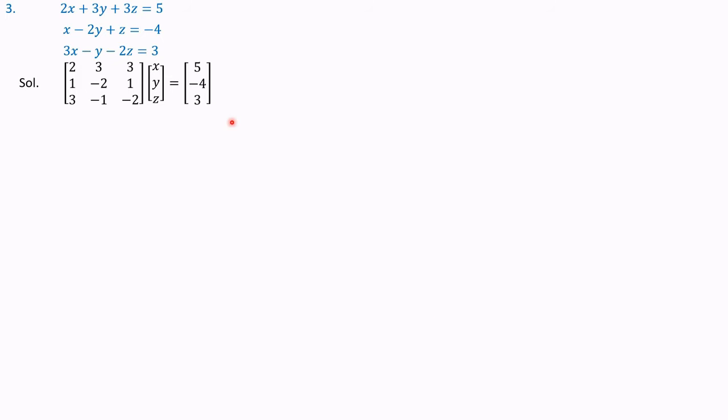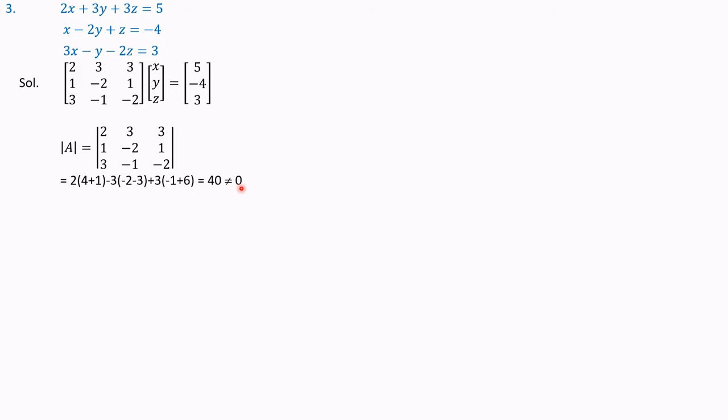So as usual, we will write the coefficients of the unknown variables x, y, z. So 2, 3, 3, 1 minus 2 minus 1, 3 minus 1 minus 2, times x, y, z as usual, the unknown variables. And on the right hand side, the coefficient matrix b, that is 5, minus 4 and 3. Now we have to find the determinant of A with these values, and we will calculate it as 40.